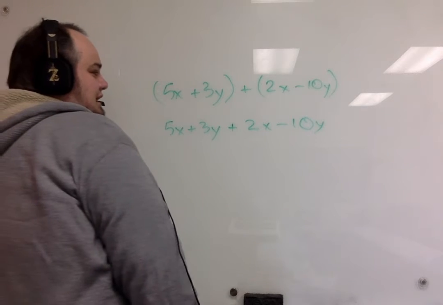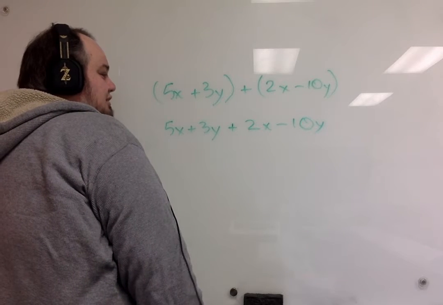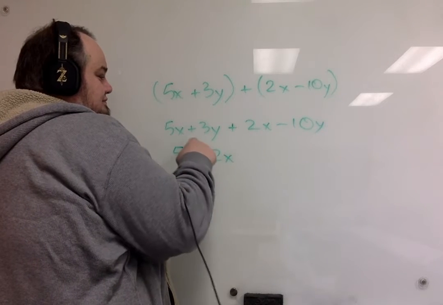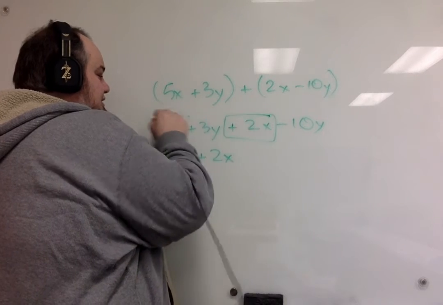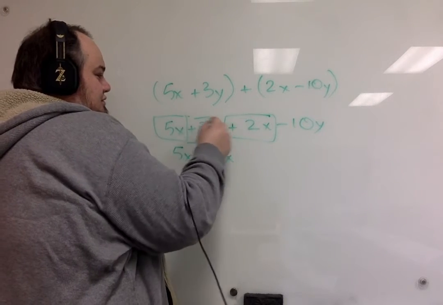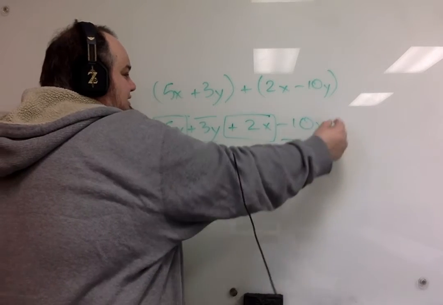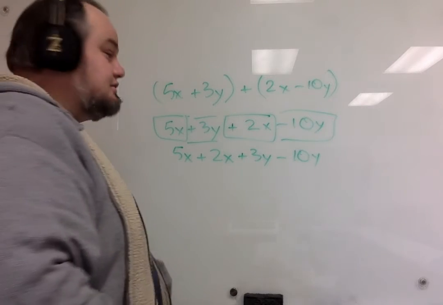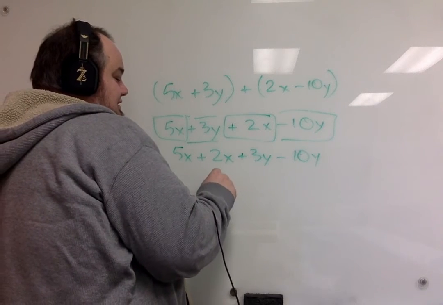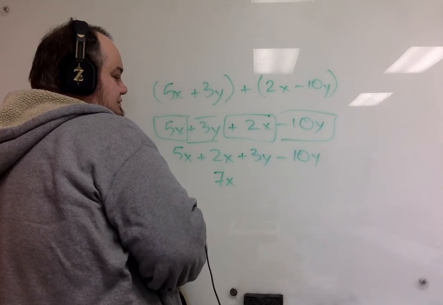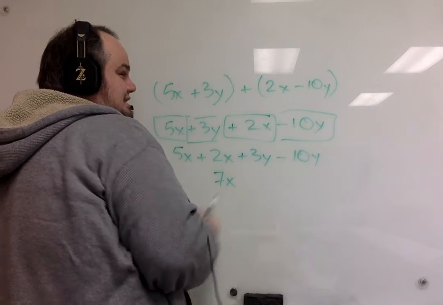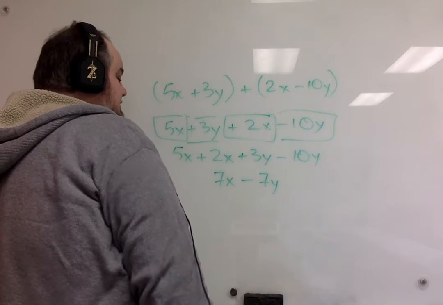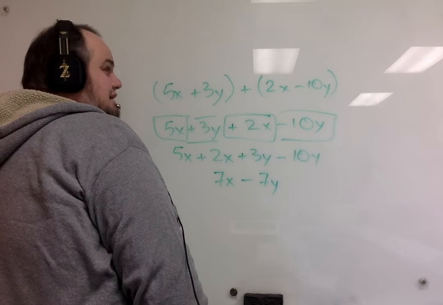So now we can combine like terms. A lot of times it helps to rearrange these. So we're going to rearrange it, 5x plus 2x. So we got this part, we got this part. And then we have 3y minus 10y. And now we're going to combine the like terms here. So we have 5x plus 2x is 7x. And then we have 3y minus 10y. Well, 3 minus 10 is negative 7, so we have minus 7y. So we had 7x minus 7y.